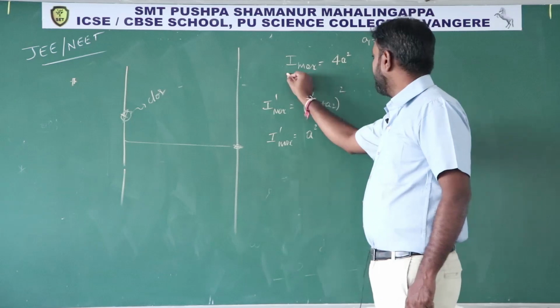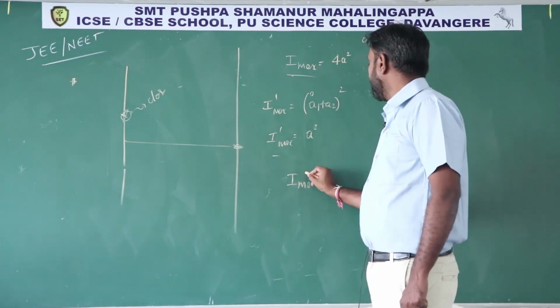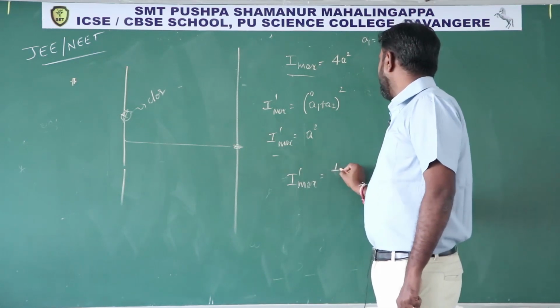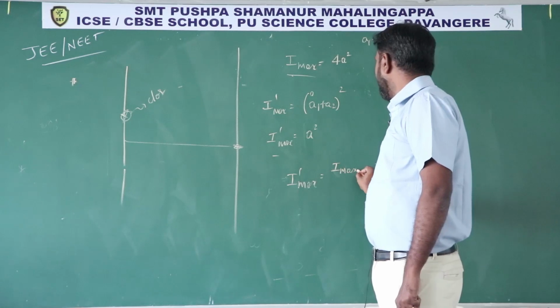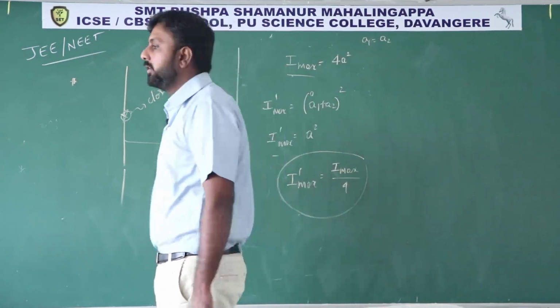Then what does the relation mean here? Definitely you will get the relation I dash maximum is equal to I maximum by 4. The intensity will reduce by 4 times.